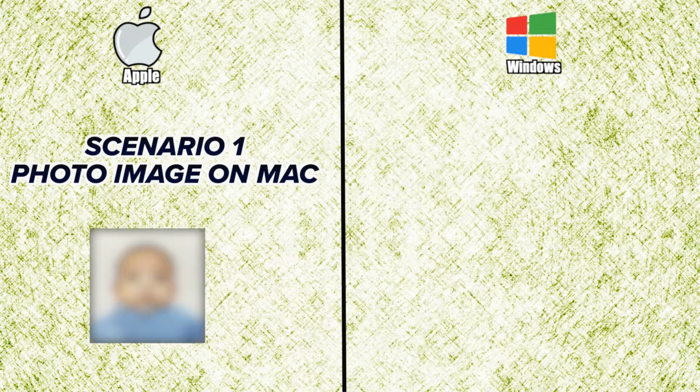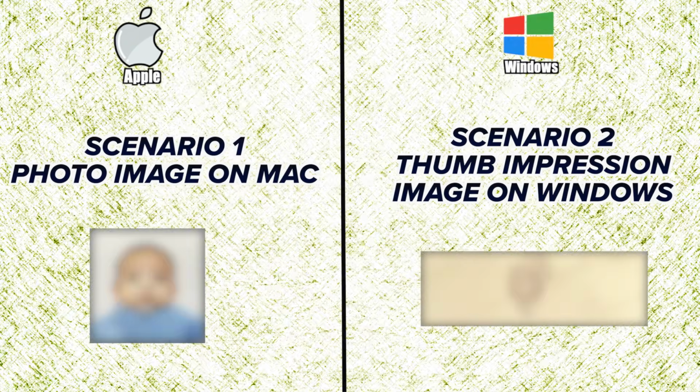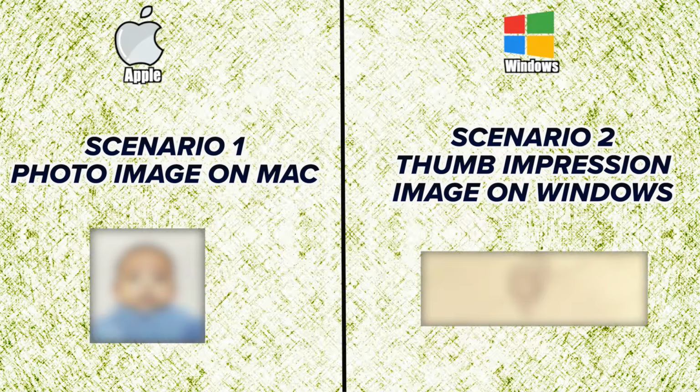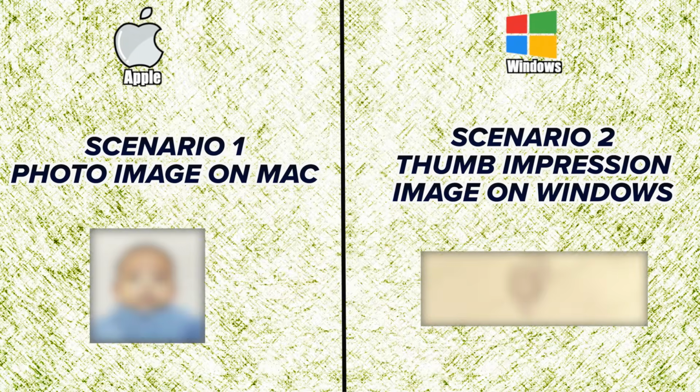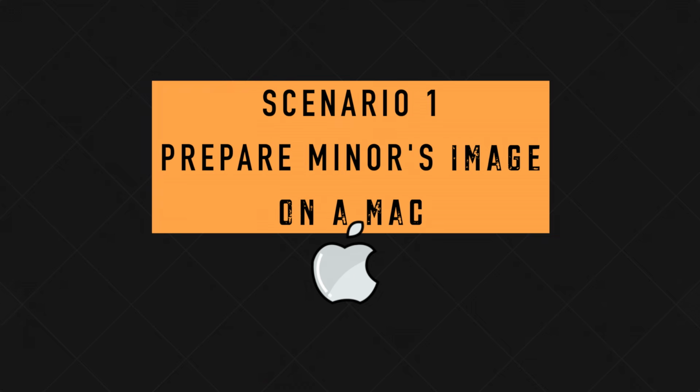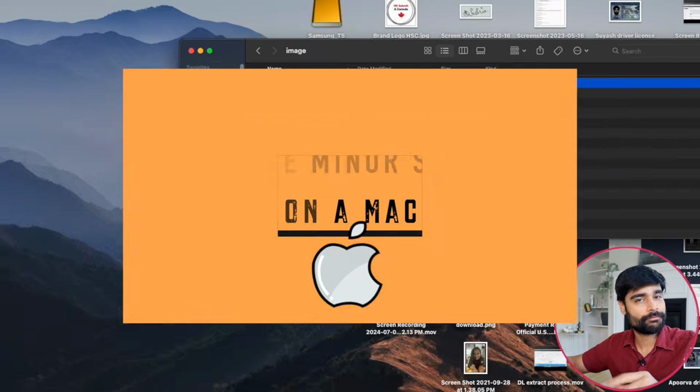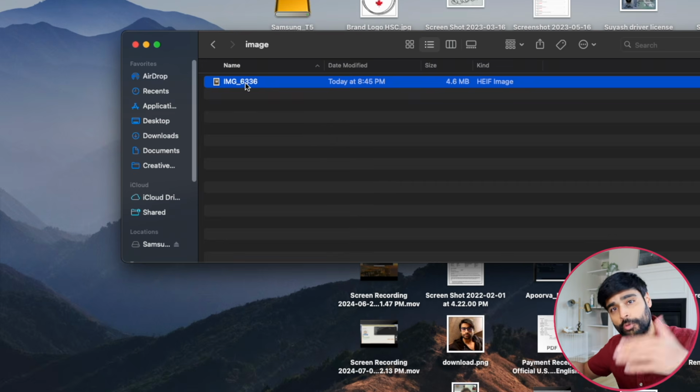I'll show you how to prepare the child's photo image on a Mac or Apple device, and then for the signature image, we'll work on a Windows PC. So whatever operating system you're using, after watching this, you'll be able to prepare your child's photo image as well as their thumb impression image in either operating system, whether it's a Mac or a Windows. So here's the image of my son that I took from my phone, and then I imported it to my MacBook.